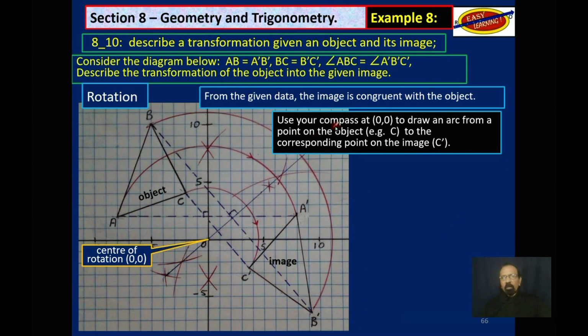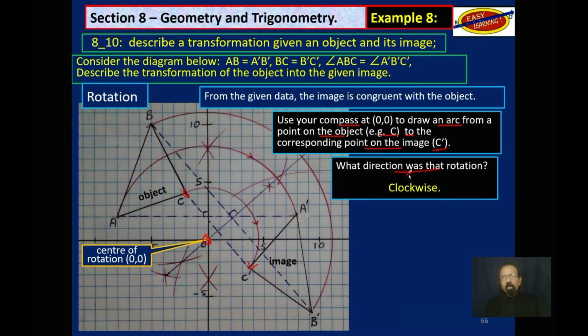Now, we want to find the angle of rotation. Use your compass to draw an arc from a point on the object to the corresponding point on the image. In this case, I am using C. So I place my compass here, draw an arc from here, coming around to C prime. What direction was that rotation? From here, this way. Clockwise, of course. So now we know it's rotation clockwise.